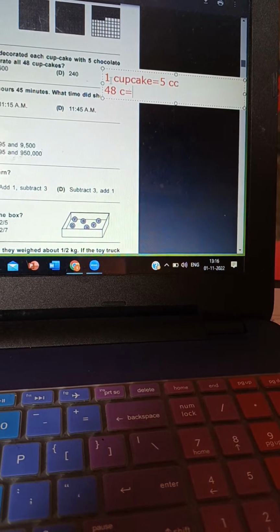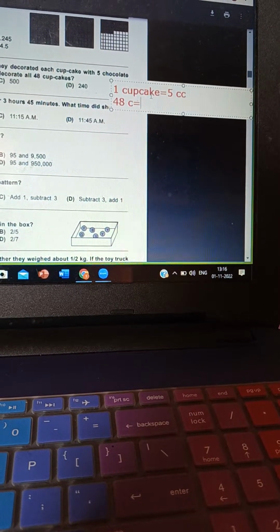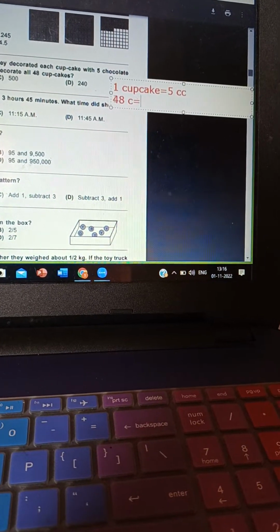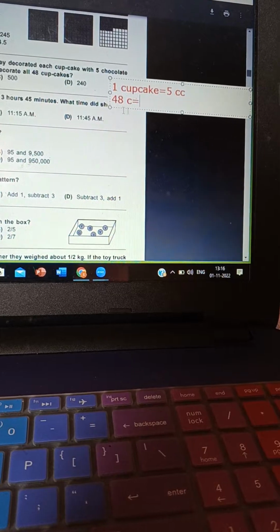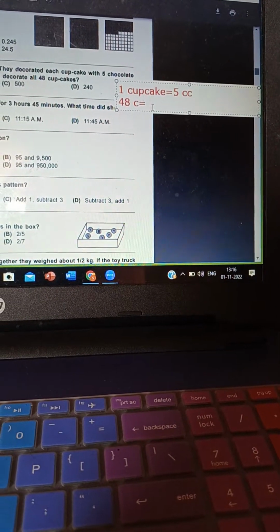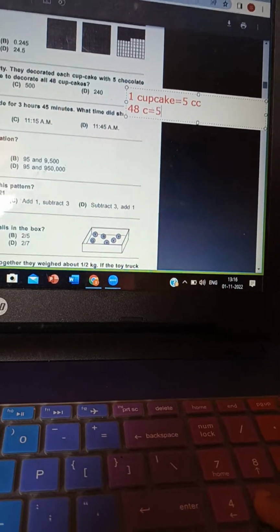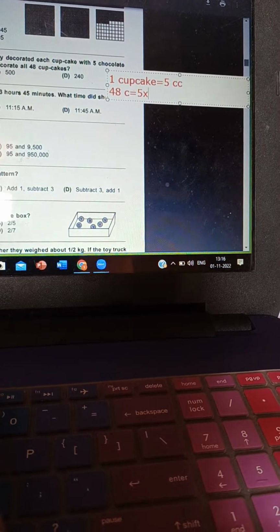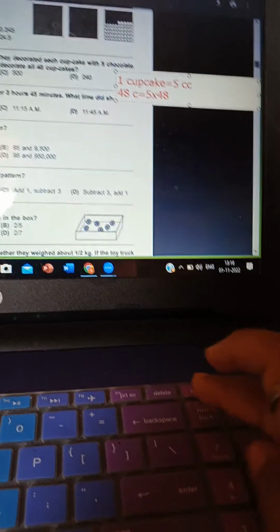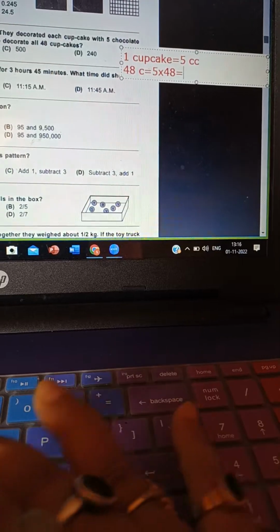If the number was lesser than 1, for example if we had 7 cupcakes, then we would have to find out 7 cupcakes equal to 5, then 1 will be 5 by 7, and then it would have been 5 by 7 multiplied by 48. But since it is greater than 1, so we just have to multiply. This will give us the correct answer.